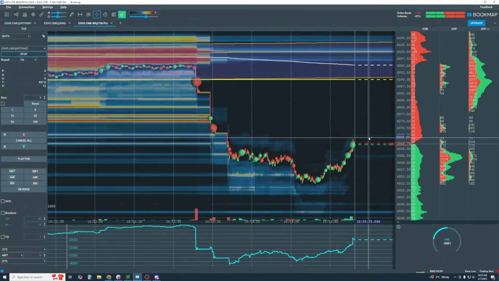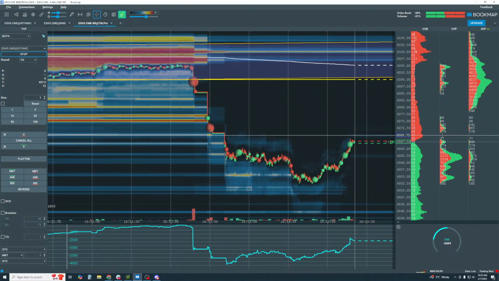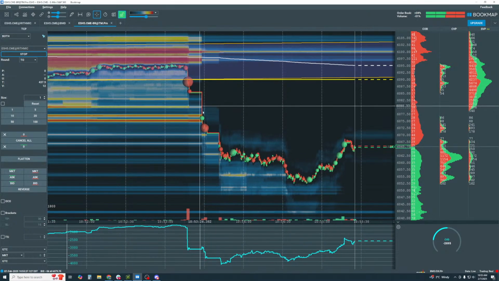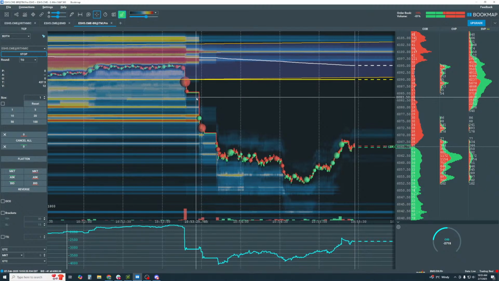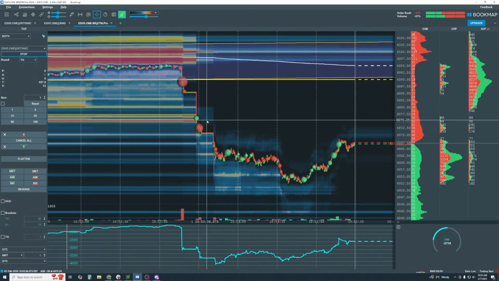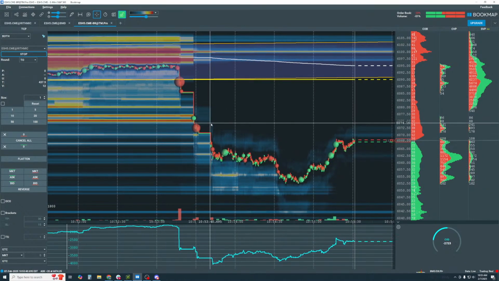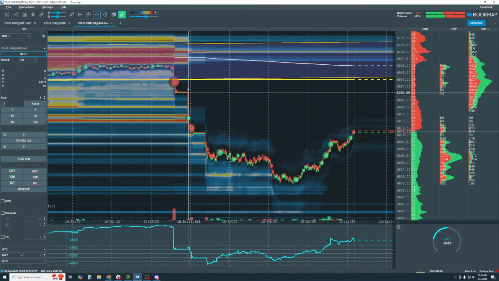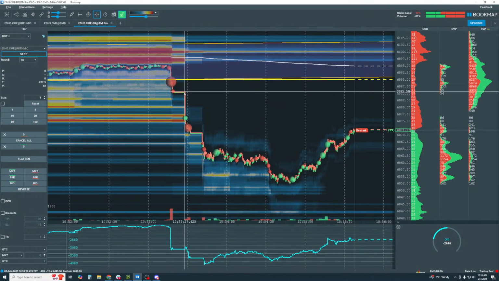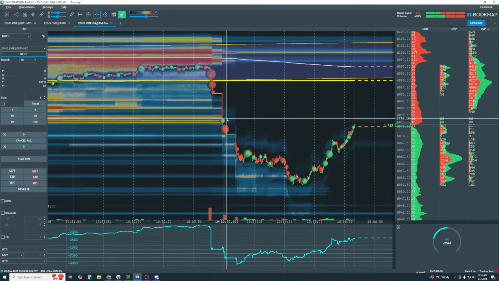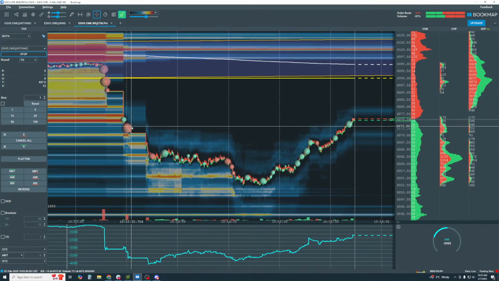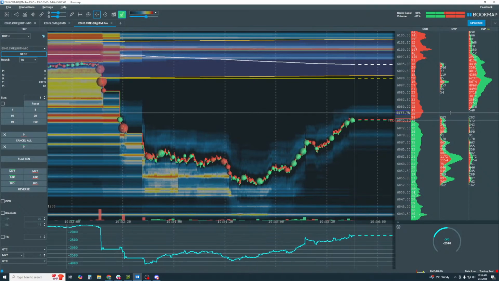All right, so we're testing that first little gap. See these little gaps in the profile, or you can see them over here too. It might be my lack of data due to that really quick move. I'm not sure. It looks to me like it's fine. I didn't have any data loss. Anyway, we're trading back into these levels here and testing them.